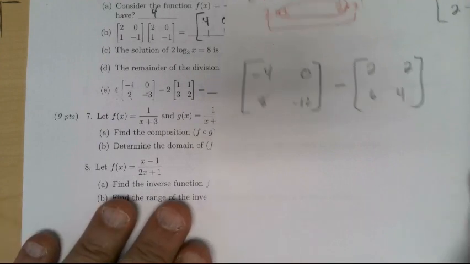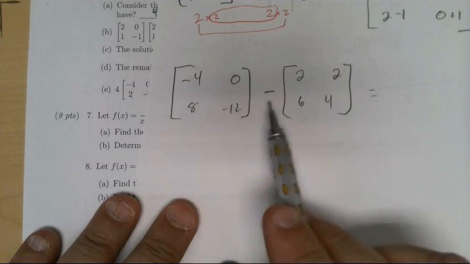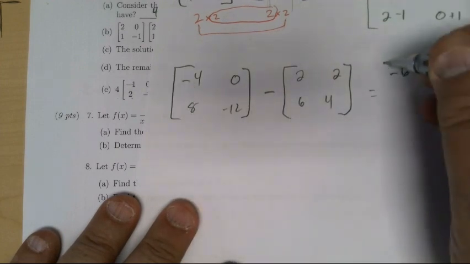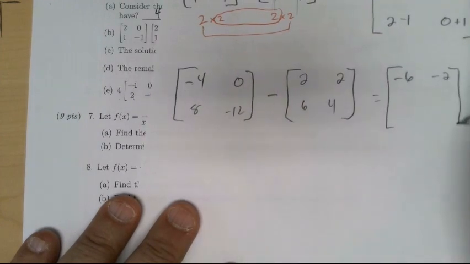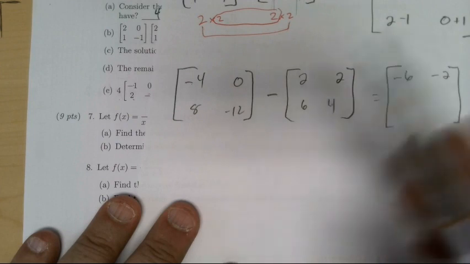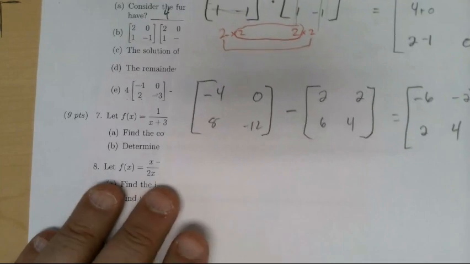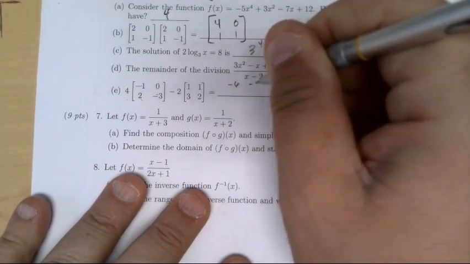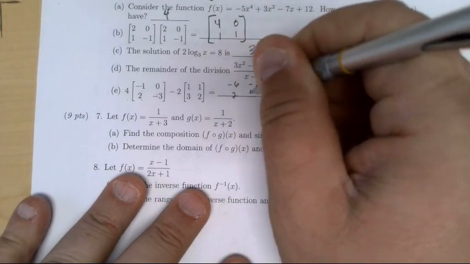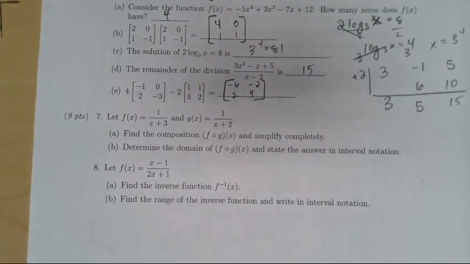And if I subtract these, I just have to do element minus element. So -4 minus 2, that makes -6. 0 minus 2, that makes -2. 8 minus 6, that makes 2. And then 8 minus 4 makes 4. So there I get -6, -2, 2, 4. So -6, -2, 2, and 4 is the answer that I have. There we go. Cool. Okay.